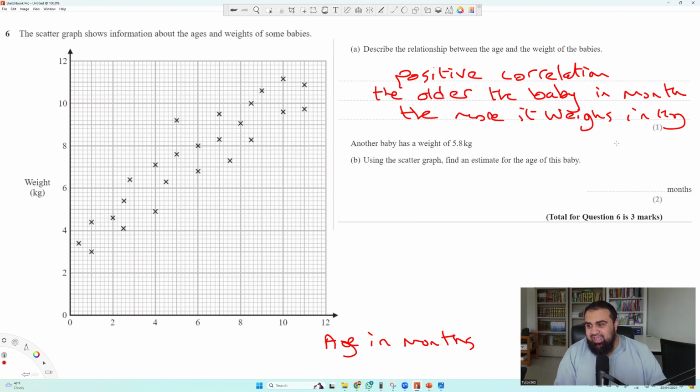Sir, if they said state, then you would just say positive correlation. Thank you, Samaya. If they just said state, then yeah, maybe you could just put positive. But because they've said describe, they're serious. They want you to write this. Another baby has a weight of 5.8 kilograms. Using the scatter graph, find an estimate for the age of this baby. So the reason why this is 2 marks, exactly, Samaya, you need a line of best fit. And I always struggle with these, so I'd rather just pause the video and then play it and then resume whenever it's there.